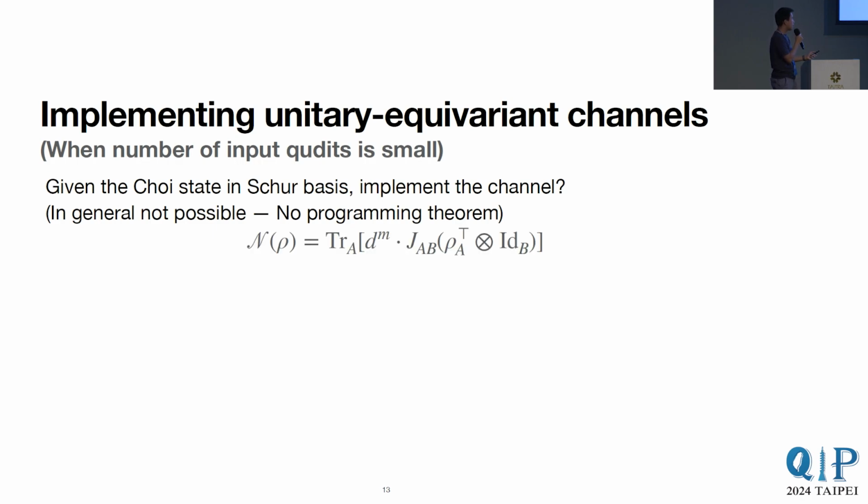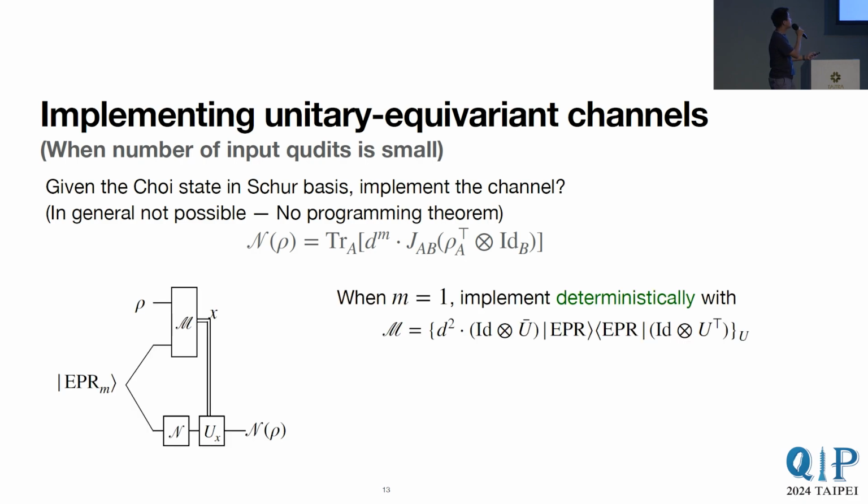And so the hope is to exploit the unitary equivariance of the channels and try to do better. Indeed, when the number of input qubits is small, then in the paper, I show that we can do this deterministically by performing the Schur POVM on one half of the Choi state and the input state. And when the number of input qubits M is a constant, this can be generalized and give rise to a probability that is exponential in M.